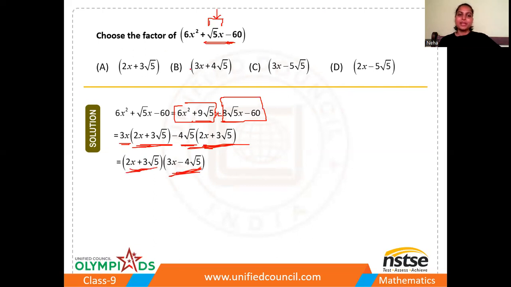So I have to choose the factor. Which factor is basically given? 2x plus 3 root 5. This is given in option A. So this is the right answer.